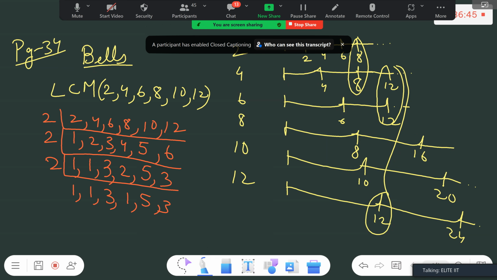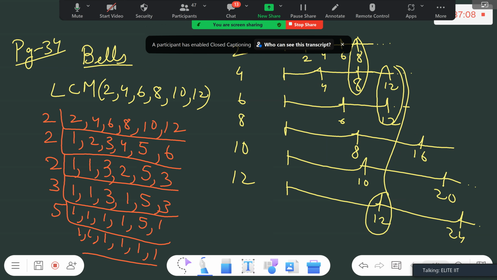And now, can you divide any more by 2? No, but now we can divide by 3, isn't it? 1 will remain here, 3 into 1, 3. 5 will remain as it is, 3 into 1, 3. And finally this 5. You don't need to divide it, but still you can write it. 5, 1, 1, 1 and 1. We have got all of these as 1. Here all of them are 1.